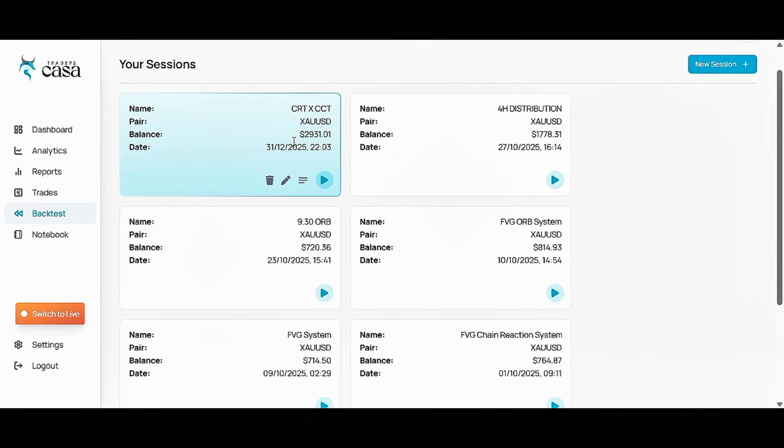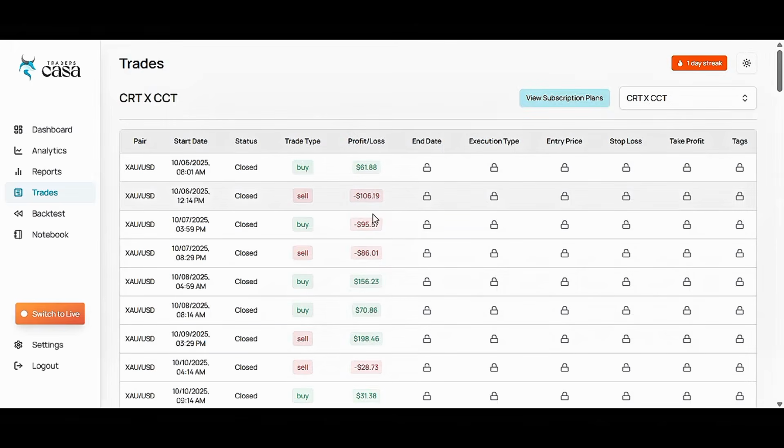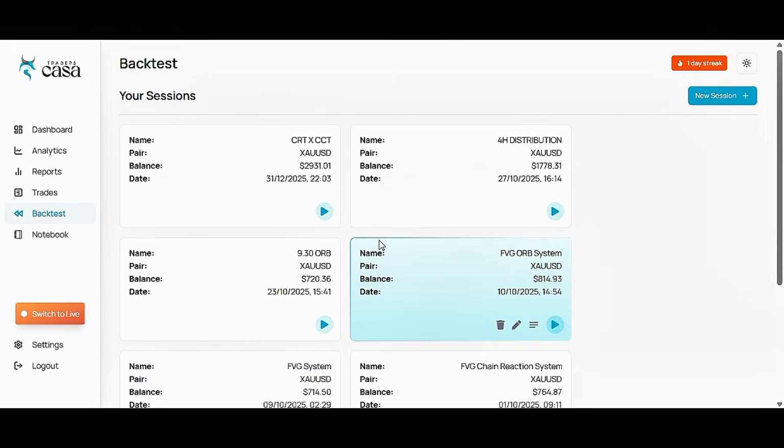Let's look at the result first. I was not able to have the time to compile this into a neat table format, right? So you guys might not see most of the things. I'll show you guys as much as I can. So let's go to trades. I'm going to select that CRT and CCT model. So these are the results. You can see because I'm using the free version, most of these things are locked. If not, we're going to see more information.